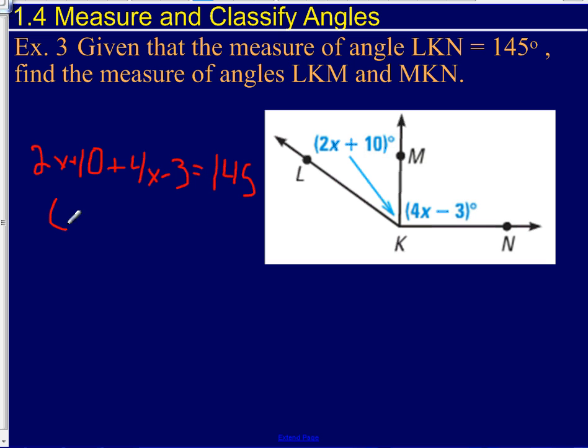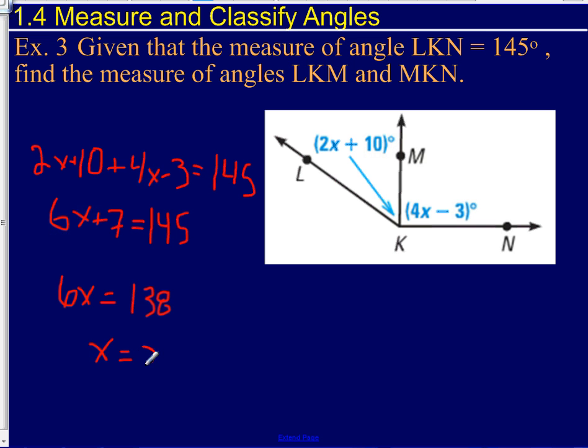All right, and I can go through and solve this. So I would have 6x plus 7, because I'm taking 10 minus 3, equals 145. If I subtract 7 from both sides, I will then get 6x equals 138. And then if I divide 138 by 6, I would get 23.